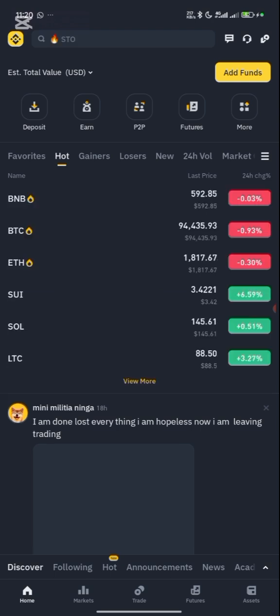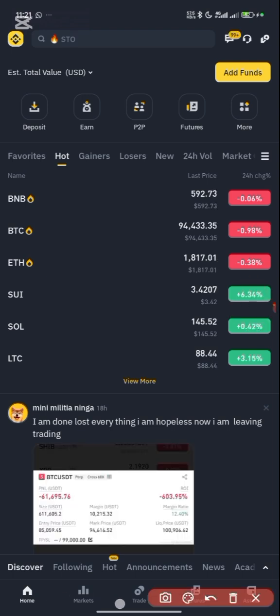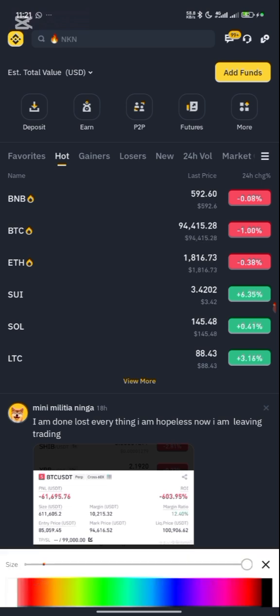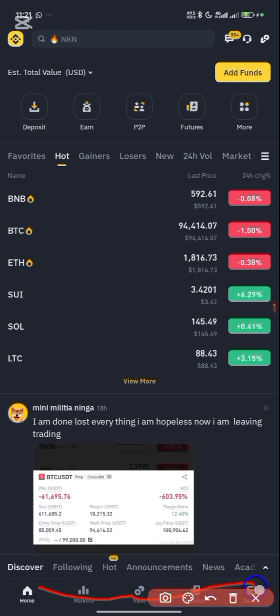Yeah, this is the home page. So there are 5 options down here, if you can see them. These options here down here. So then we go to the next one. We go to assets. These assets here.